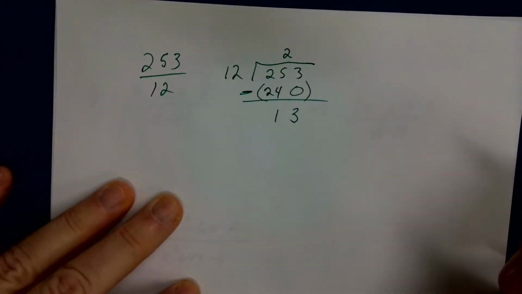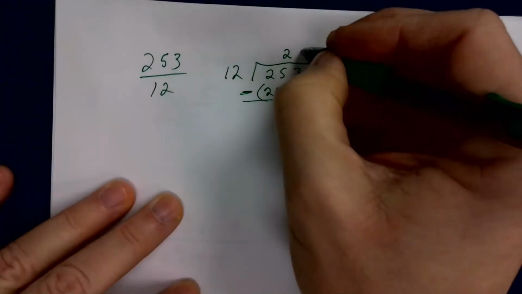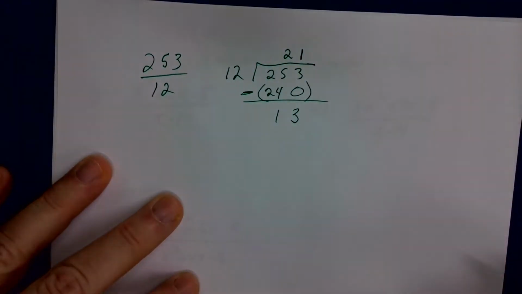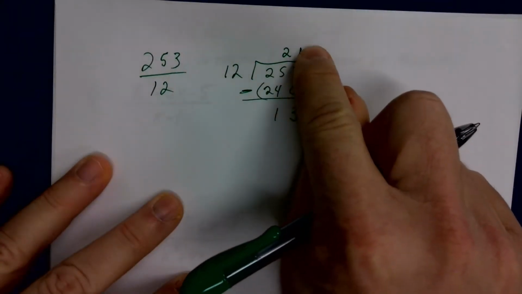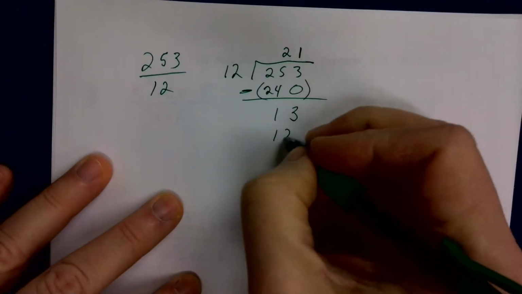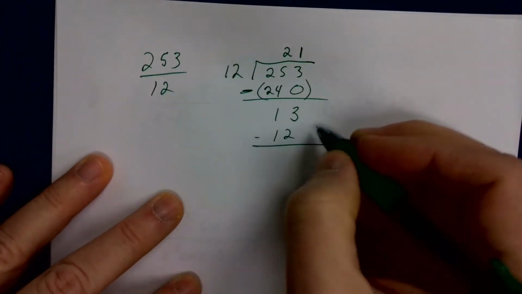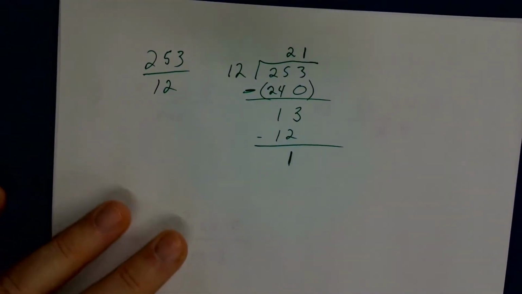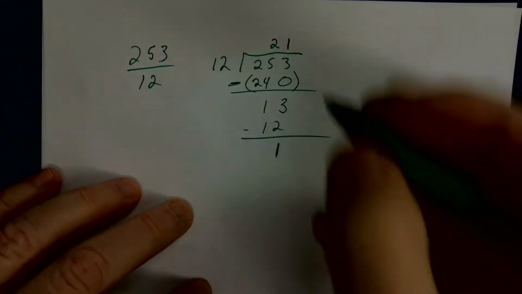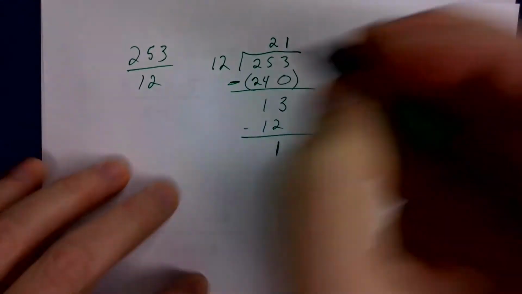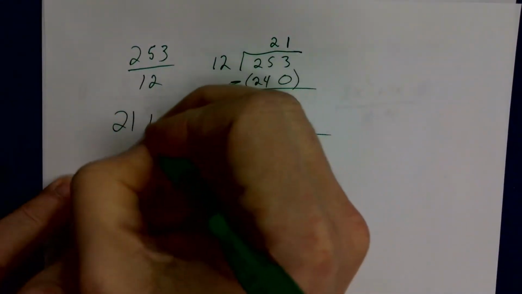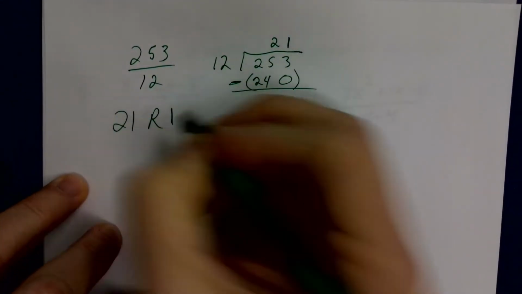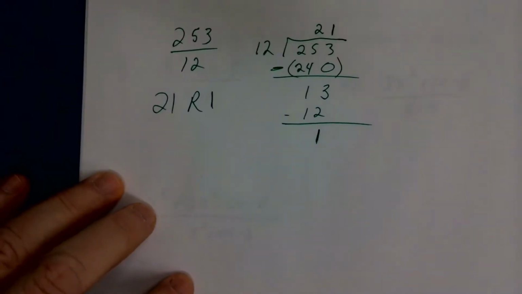And now we go, hey, can 12 go into 13? And the answer is yes. How many times can it go in? It can go in 1 time. So then we take the number that's up here and multiply it by the 12, just like that. We put the 12 here, and then we subtract it, and we get 1. A long time ago, our final answer would be that it goes in 21 times, remainder of 1. Yep, that's where that R came into play.